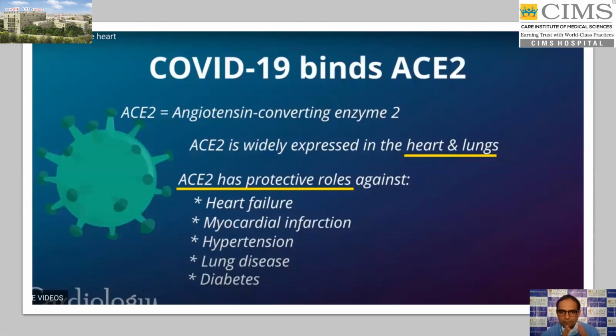Now, one of the proposed mechanisms is that the COVID-19 coronavirus basically binds to ACE enzyme 2, the angiotensin-converting enzyme 2. Now, ACE2 is actually widely expressed in heart and lungs. Lot of presence of ACE2 in heart and lungs, and that is why the coronavirus basically attacks the heart and lungs, and it causes a very serious disease. Now, ACE2 has protective roles against heart failure, myocardial infarction, hypertension, lung disease, and diabetes.